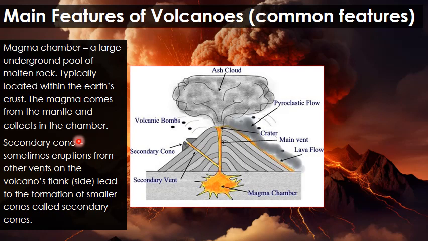Right? Then the secondary cone. Sometimes eruptions from other vents on the volcano, on the flank side, which is the side, lead to the formation of a smaller cone called a secondary cone, right? Sometimes eruptions through the secondary vents will form a secondary cone here.